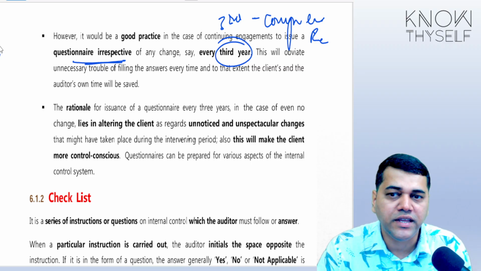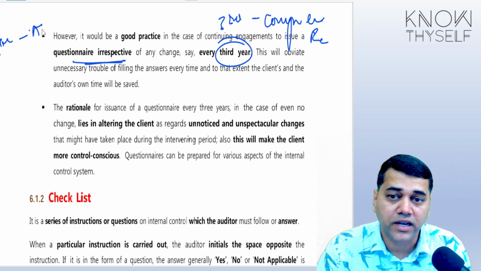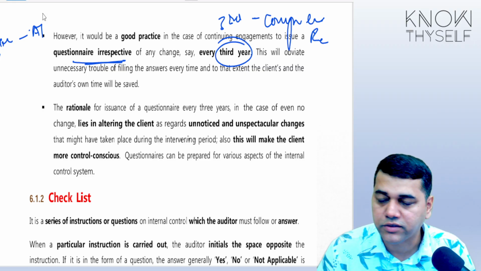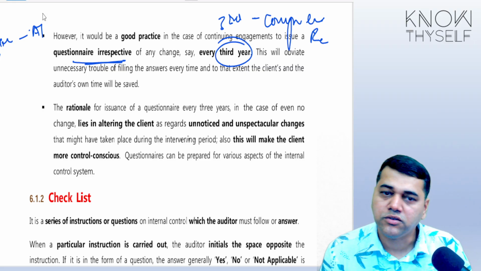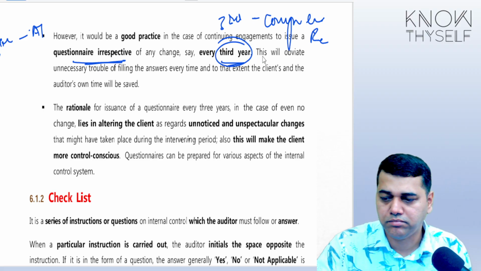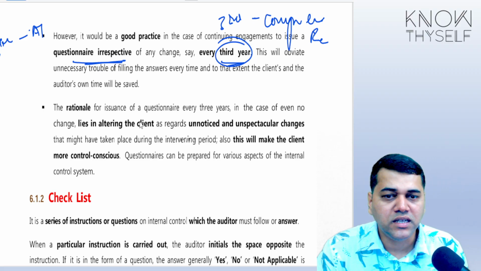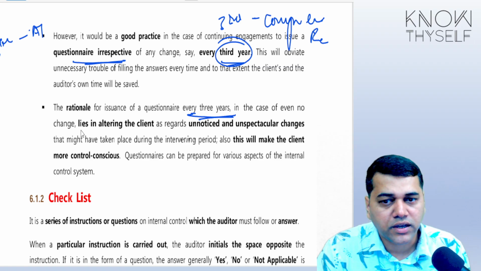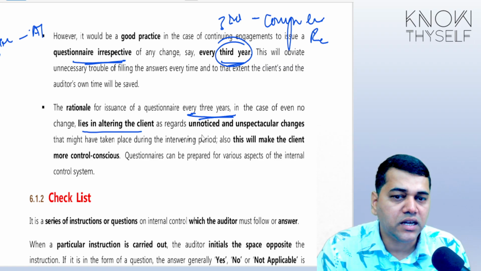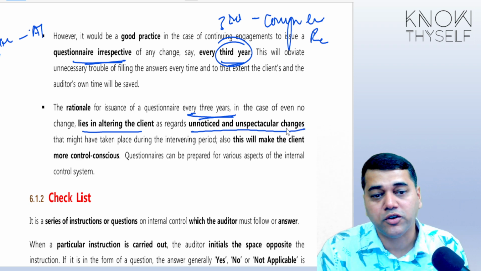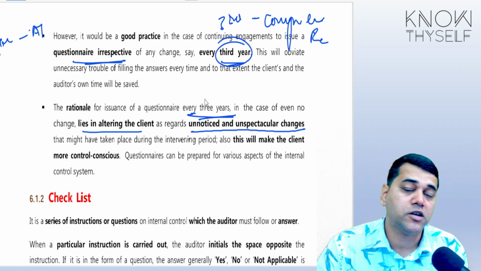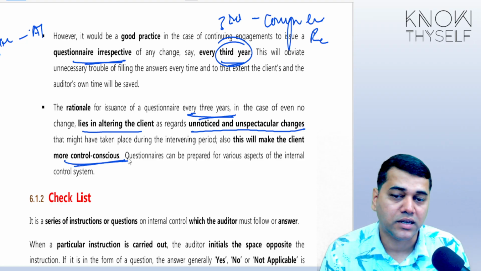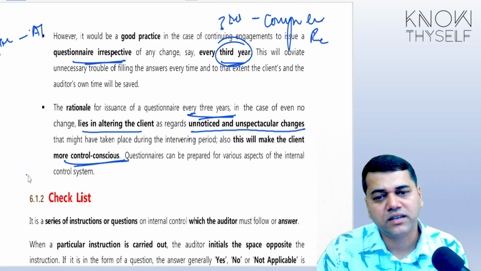It says test every year. The reason is because of AI. There are a lot of changes happening in the market, so a lot of controls are getting changed. So that's why this three-year benchmark can come down. The rationale of issuing the questionnaire every three years is that even though there are no changes, it may alert the client to an unnoticed and unexpected change, because they also may not have observed it, like they must have outsourced something, or gone for online payments. This will make the clients more control conscious. Okay, that's it. Very simple.